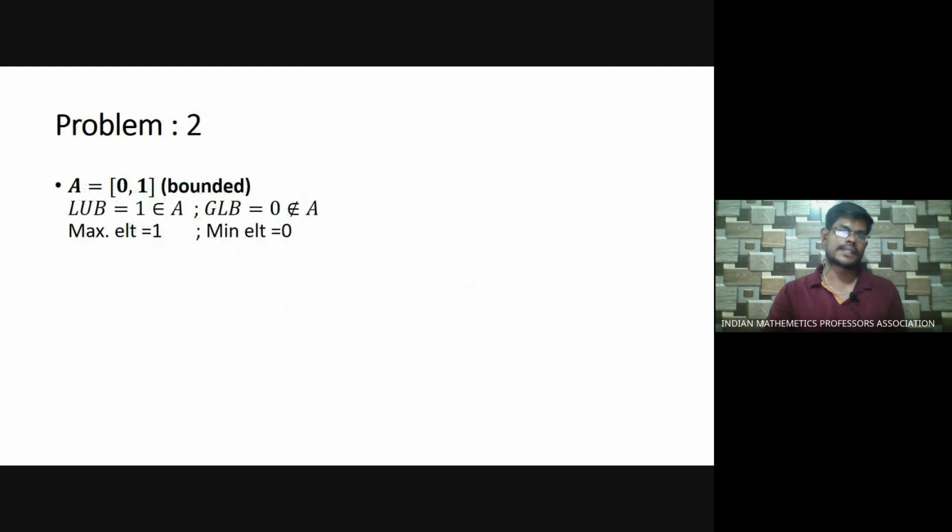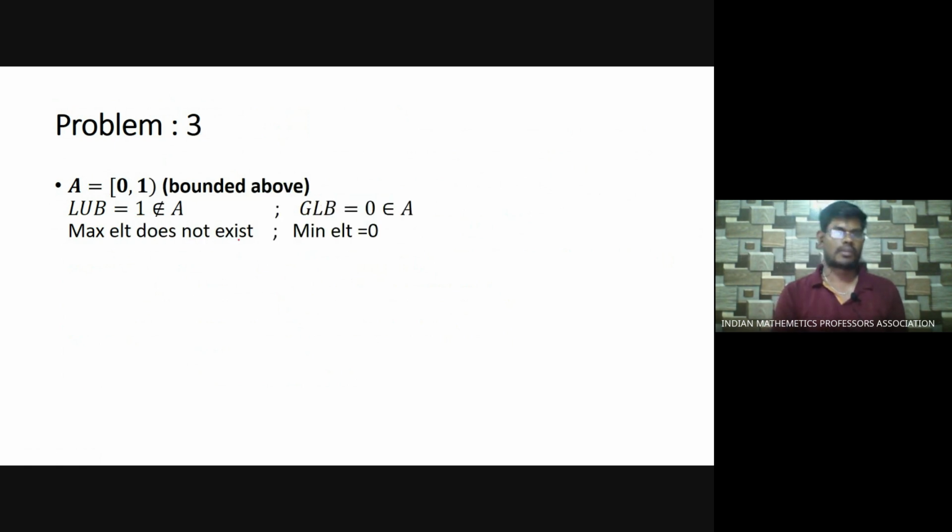The second one, the closed interval [0, 1] is bounded. This is an obvious problem. The least upper bound is 1, which belongs to A, and the greatest lower bound is 0, which also belongs to A. The maximum element is equal to 1 and the minimum element is equal to 0. So that's why this is bounded.